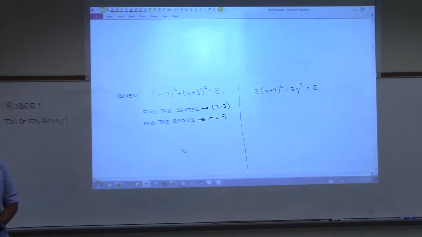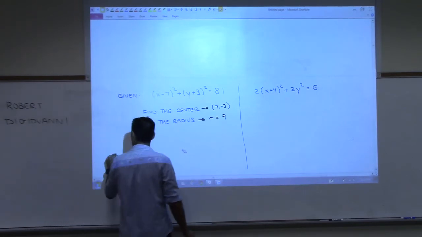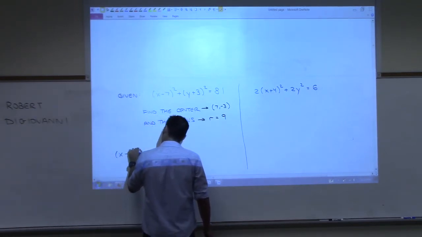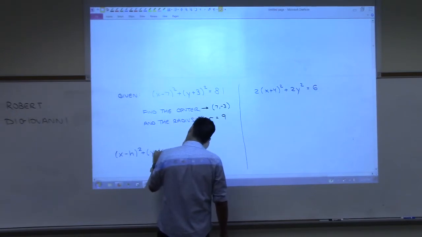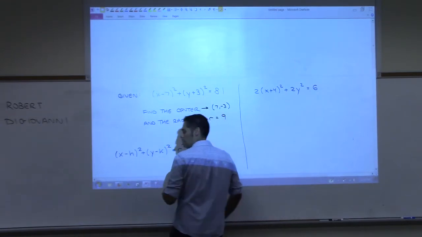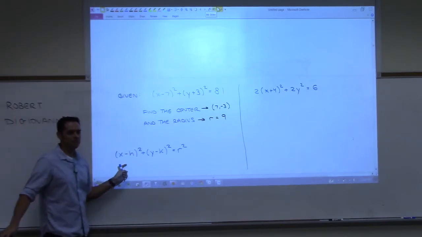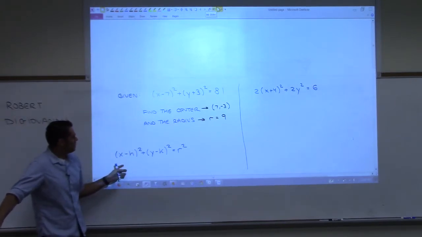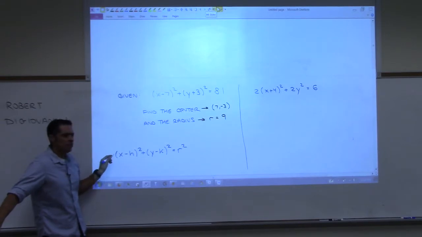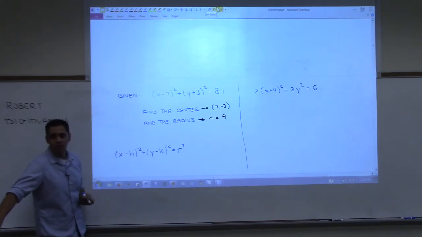So does that look like the general form? I'll put the general form right here so you can remember what it looks like. Does that look like this? Kind of, right? But what is the coefficient in front of this parenthesis? It's a 1. And we don't have a 1 there. We have a 2, don't we? Deal with it. How could you deal with it?